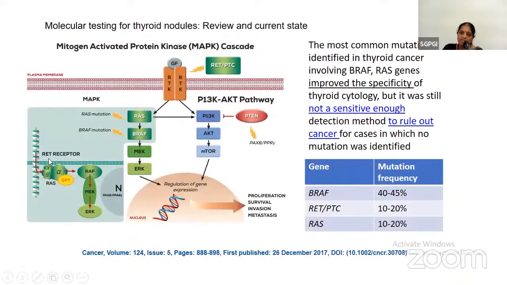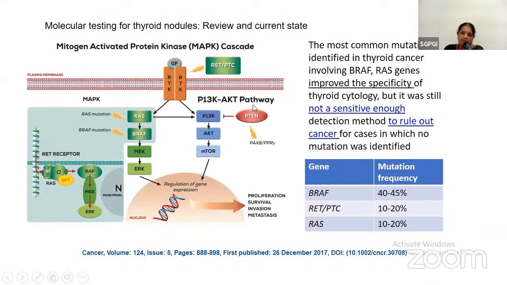And I just put this especially for the residents. So molecular testing, you can go and read this very nice review article. You have to understand that all the mutations are in this MAP kinase cascade pathway. So here you have the growth factor, the receptor tyrosine kinase, the RET/PTC here, which triggers RAS, RAF, BRAF, MEK, and ERK, and which regulate gene expression, leading to uncontrolled cellular proliferation, increased cell survival, invasion and metastasis.